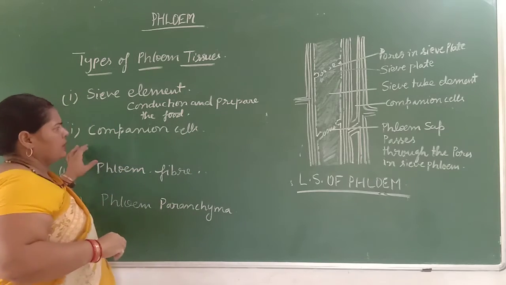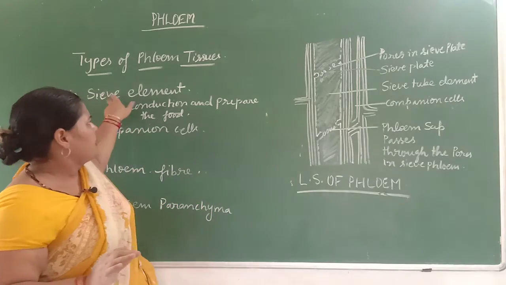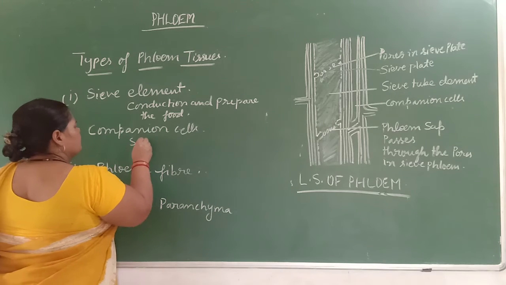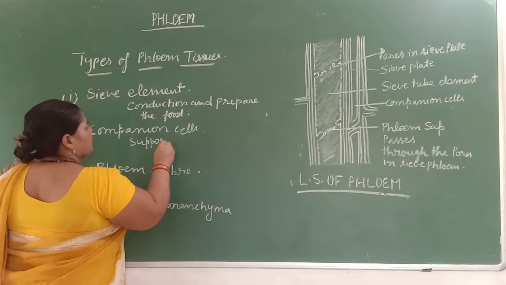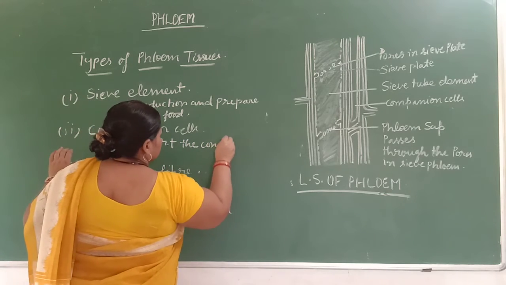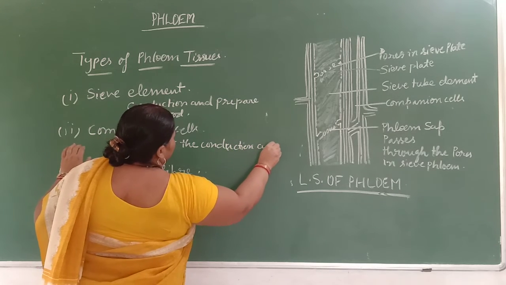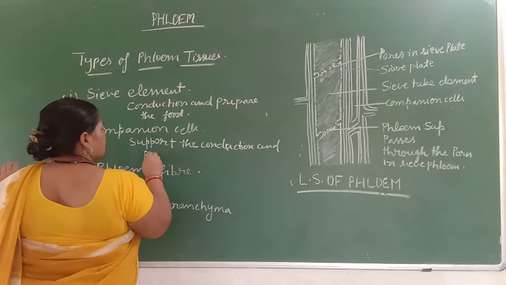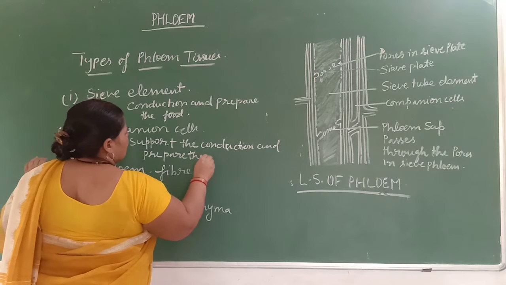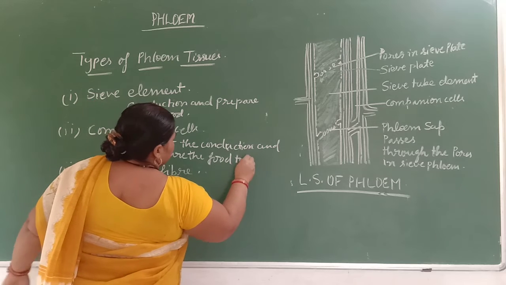What is the main function of the companion cell? Companion cells also support the sieve element in conduction and preparing the food. Support the conduction and preparation of the food to the sieve element.